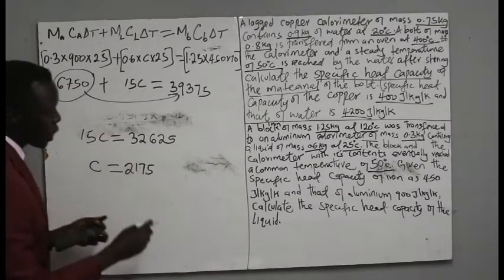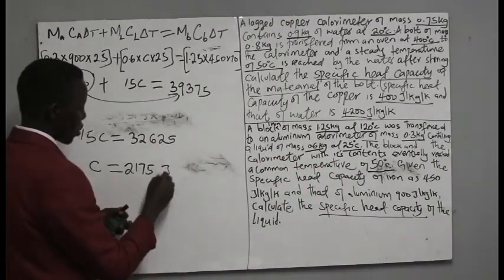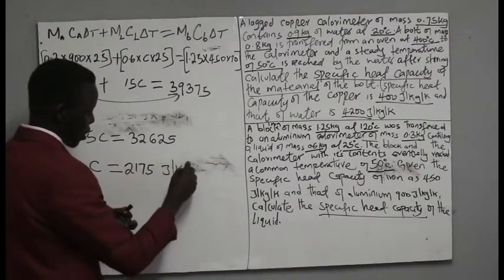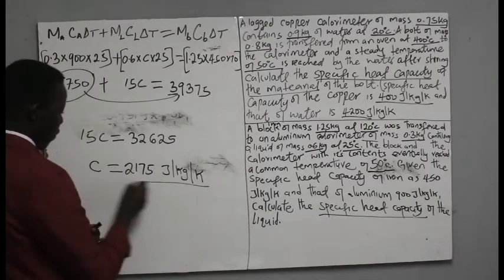Because it is a specific heat capacity, the units are going to be joules per kg per Kelvin.